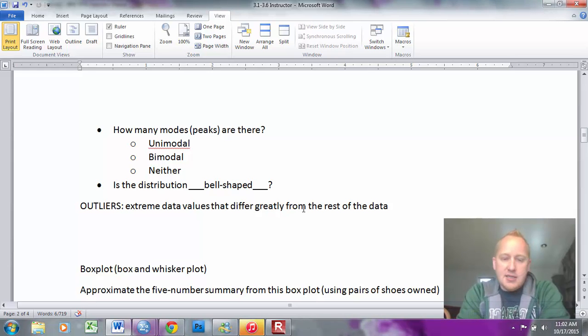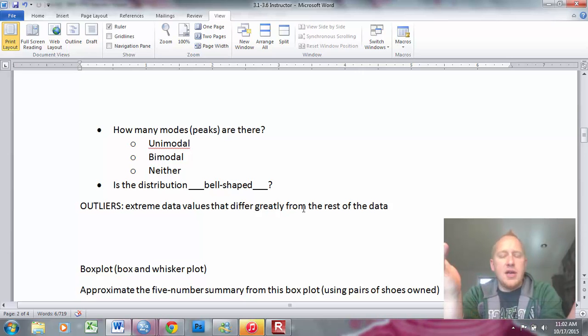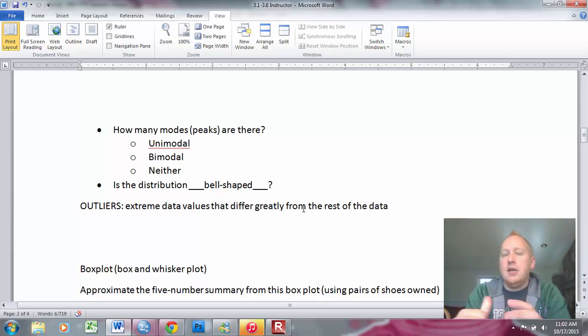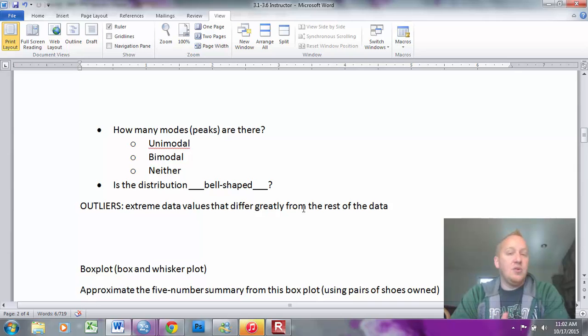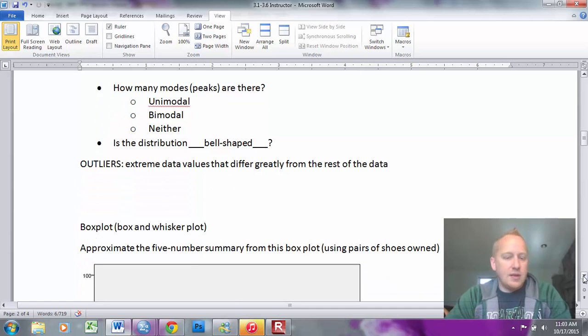And then outliers, these are extreme data values that differ greatly from the rest of the data. If, assuming I was in class, and if all of you guys were there, for pretty much every class, if we talk about the age of everyone in the room, I would be considered an outlier because my value is so much different compared to everyone else's value. Now, if you're a non-traditional student and you're around my age, you're just an outlier with me.